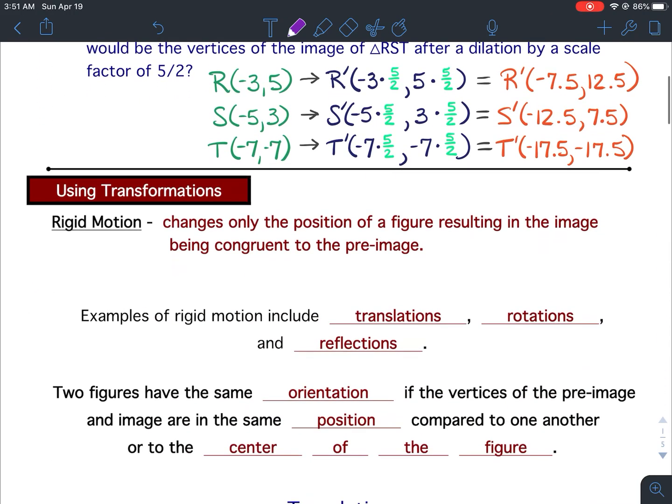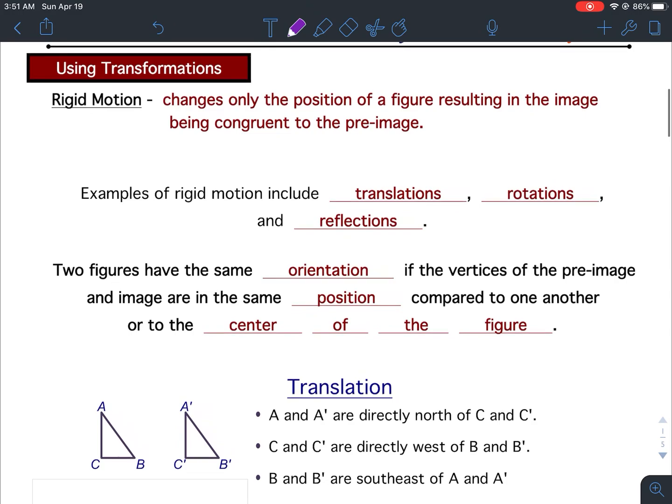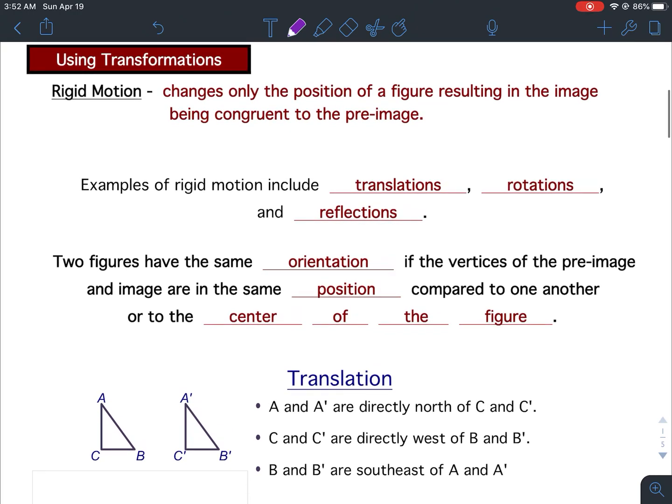Okay, using transformations. This is going to take our 4 lessons on transformations, translations, reflections, rotations, and dilations, and put it all into one lesson. We're going to do more than one type of transformation per problem. So, what I'd like you to do now is pause the video and get your definitions and fill in the blanks done.